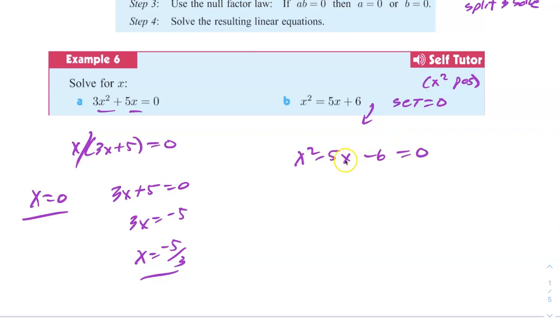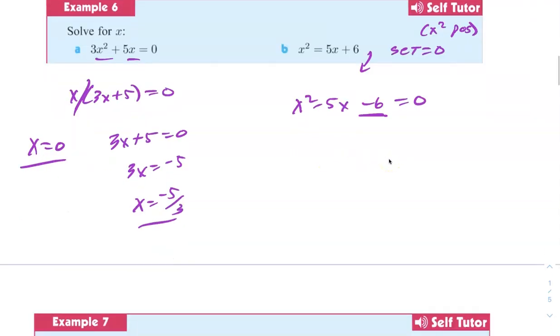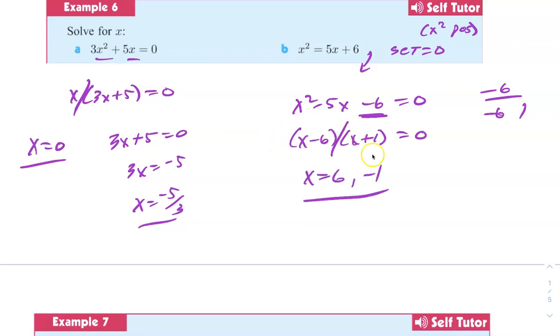Now we just have to factor it. It is three terms, so we have to factor a trinomial. All we're really looking for is what are the factors of negative 6 that add to get negative 5. That would be negative 6 and 1. So x minus 6 times x plus 1 equals 0. Split and solve. I get 6 and negative 1.